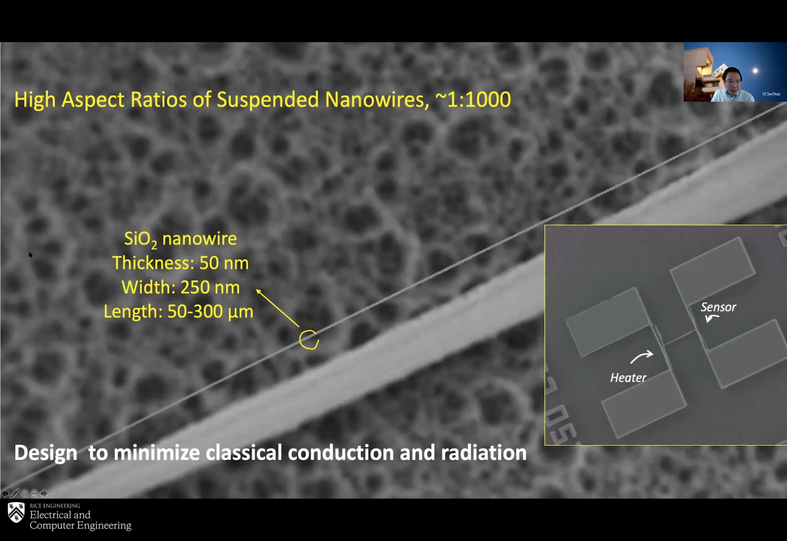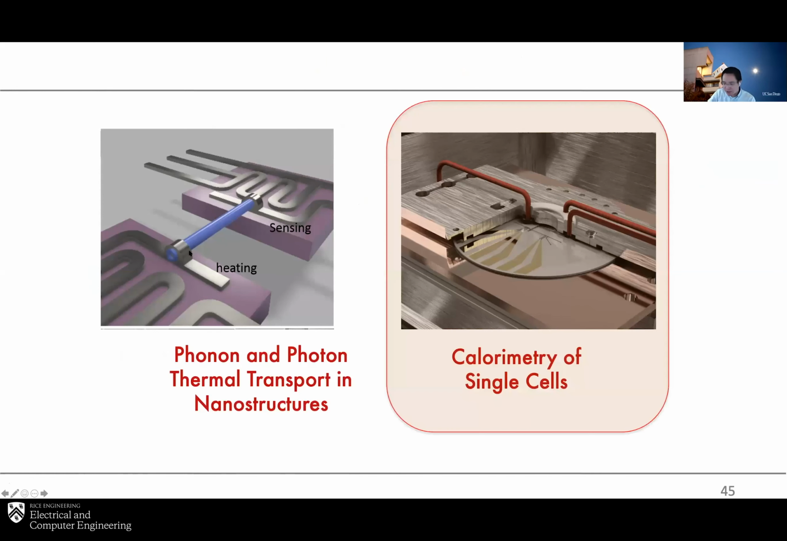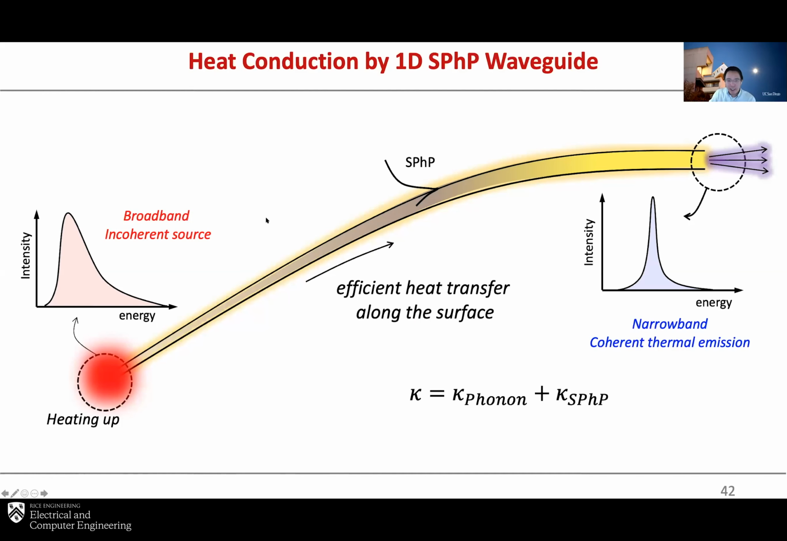This is one example of the nanowires we made, of silicon oxide. In this case it's a rectangular cross section. The thickness is 50 nanometers, the width is 250 nanometers, and the length is 50 to a few hundred microns. We have actually made wires up to 1 millimeter long, and we can do the same thermal measurement. Let me just show you the result. One of the results we have; there are a lot of other interesting phenomena.